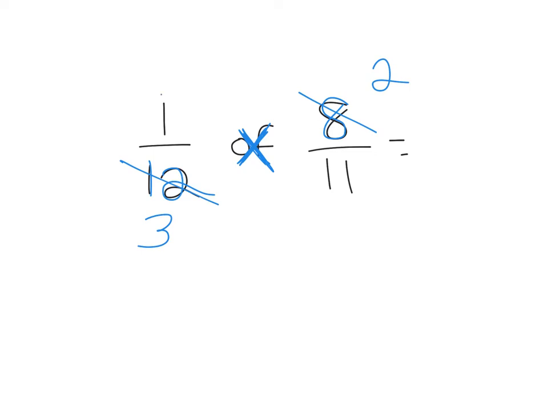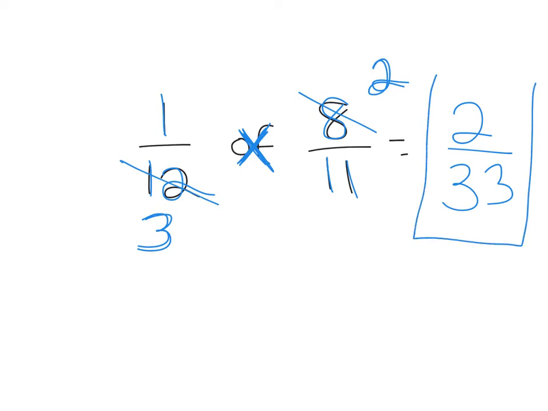So now I'm going to multiply the numerators. 1 times 2 equals 2. Multiply the denominators. 3 times 11 equals 33. And I'm going to double check that's in simplest form. And yes, 2/33 is in simplest form.